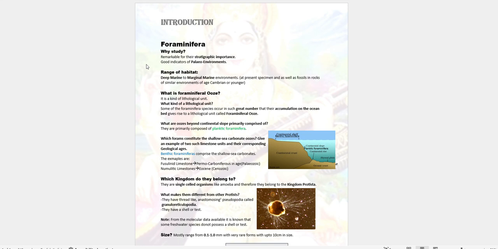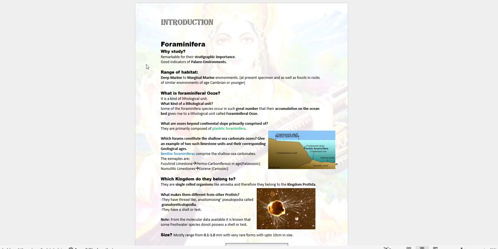So, what kind of a lithological unit? When some of the species of foraminifera are talked about, they are so numerous in number and they settle down on the seabed and accumulate there in very large numbers. They form a kind of litho unit called the ooze. More specifically, the foraminiferal ooze.